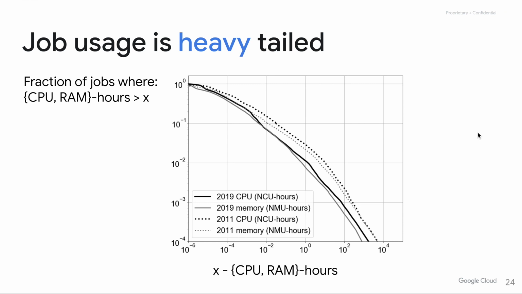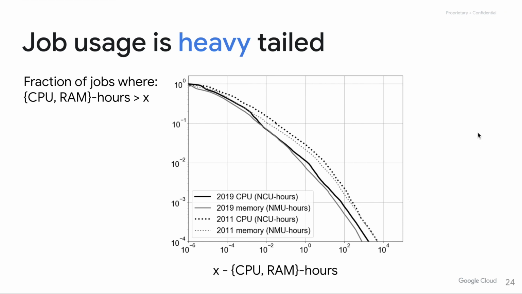So here's a graph which has CPU hours or RAM hours on the x-axis and the fraction of jobs whose CPU hours or RAM hours are greater than X on the y-axis. In other words, this is a CCDF of job resource consumption. We have 4 lines on this plot. The dotted lines belong to the 2011 trace and the solid lines belong to the 2019 trace. Also note that the y-axis and the x-axis of this plot are log scaled.